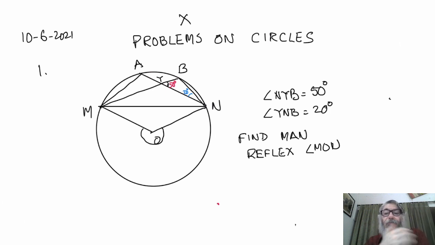The four theorems which we learned were: the angle subtended by an arc at the center of the circle is double the angle which it subtends at the remaining part of the circumference, the first theorem. We are going to use that theorem again in this problem, which is visible to you on the screen. The second was that angles in the same segment of a circle are equal. That also I'm going to use in this problem.